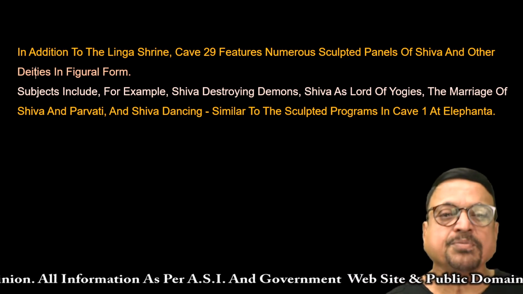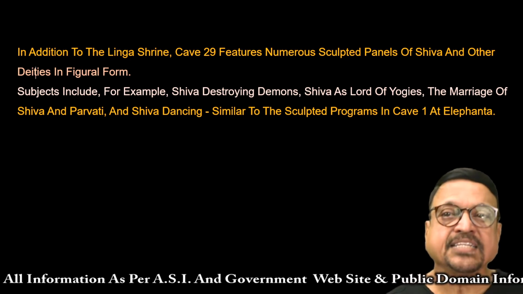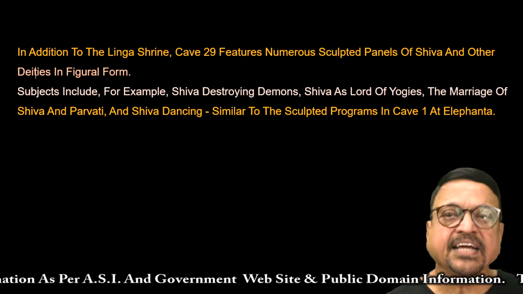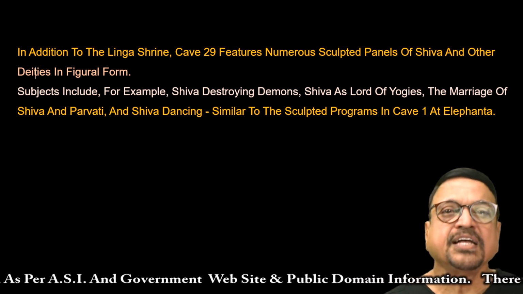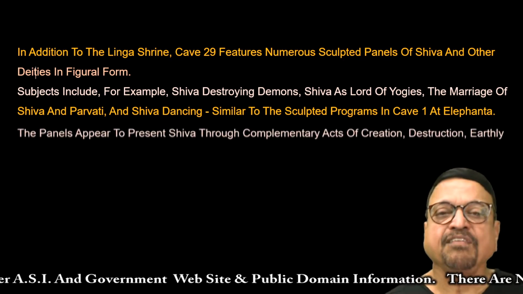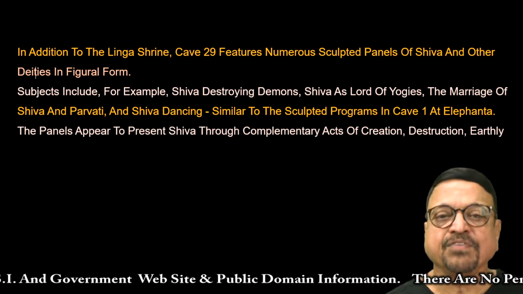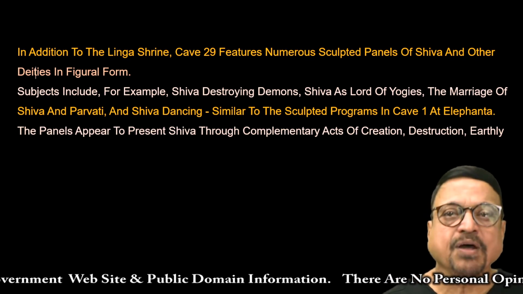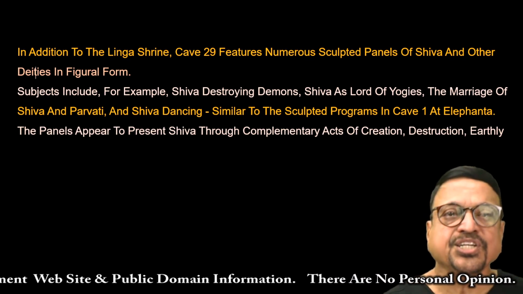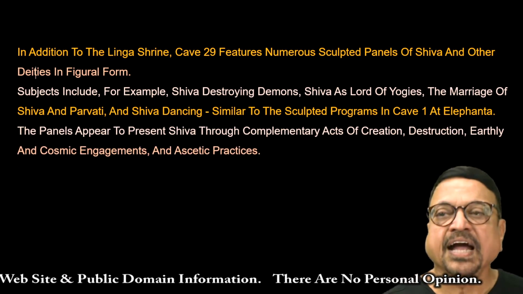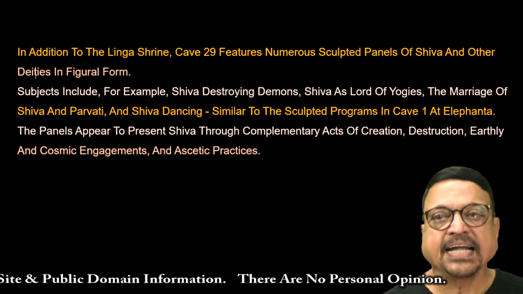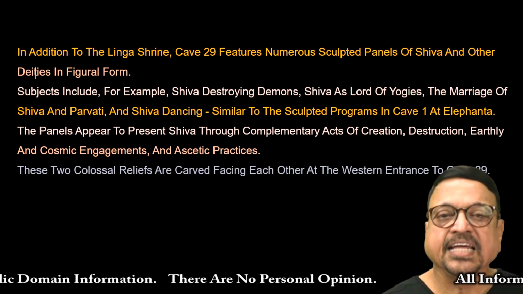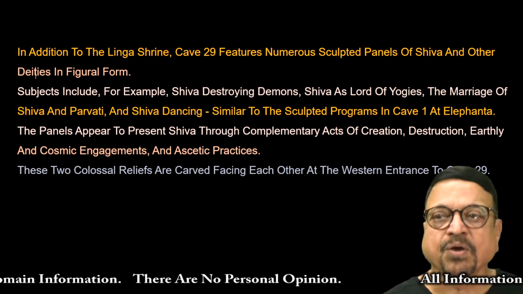You will find a lot of temples of Nataraja, and in a lot of places you will find Shiva's mudra, that is in dancing, the steps of Bharatanatyam, similar to the sculptures or program in cave 1 at Elephanta. So you have got similarities between different caves. The panels appear to present Shiva through complementary acts of creation, destruction, and cosmic engagements and ascetic practices. So this is the form in which we can see Shiva.